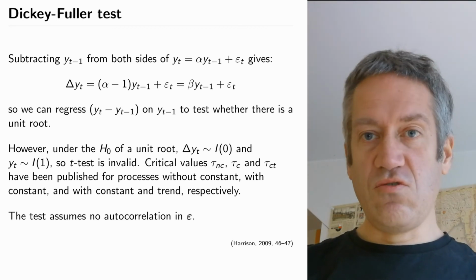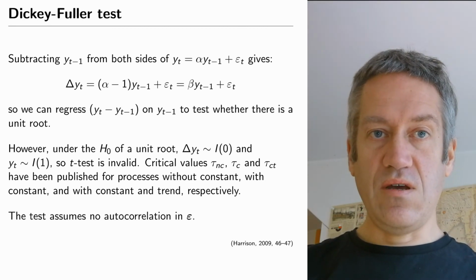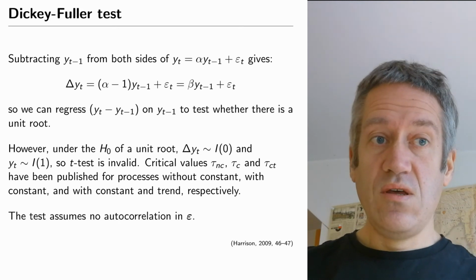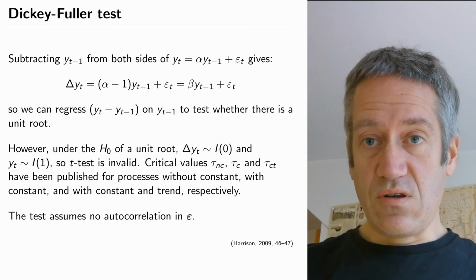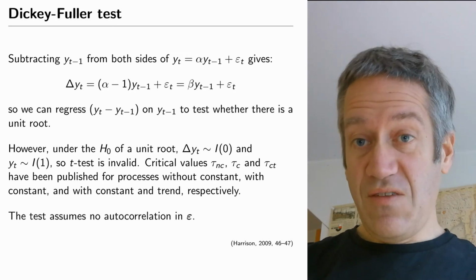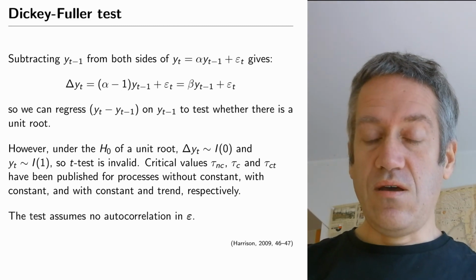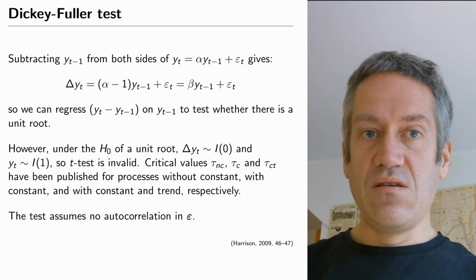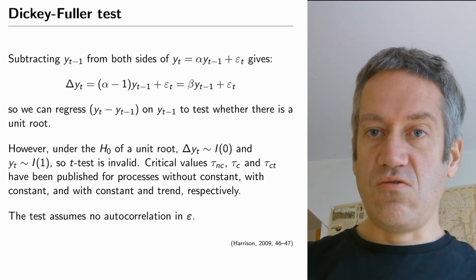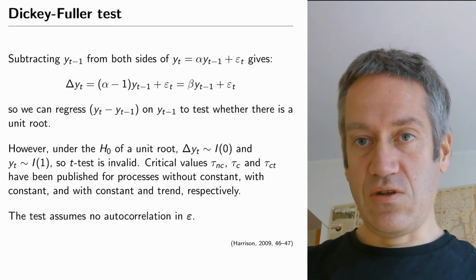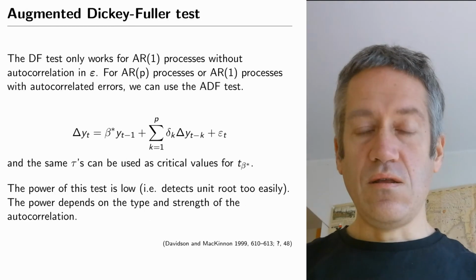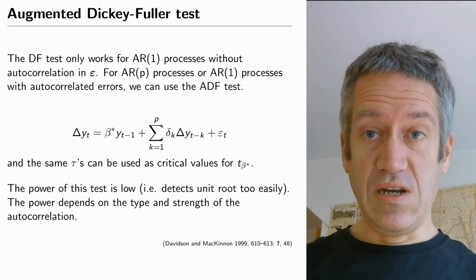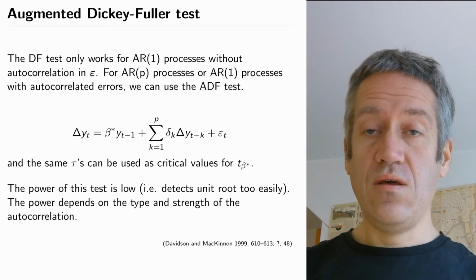And I have not talked about integration yet, but the first differences are integrated of order 0, y is integrated of order 1 if the null hypothesis is true, and in that case the t-test itself is invalid. So separate critical values to reject or accept the null hypothesis have been developed. Now the Dickey-Fuller test only works for AR1 processes, so that is a relatively limited set of processes.